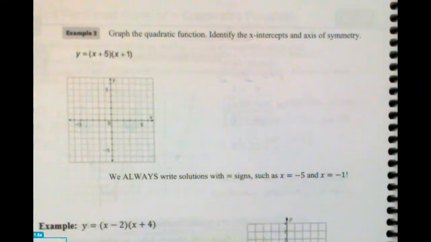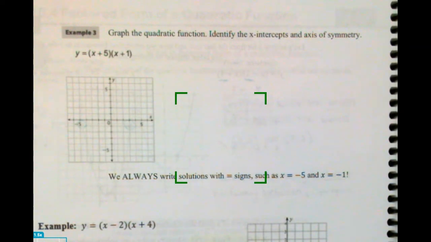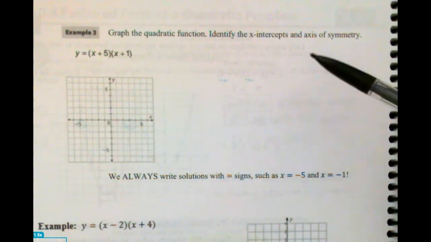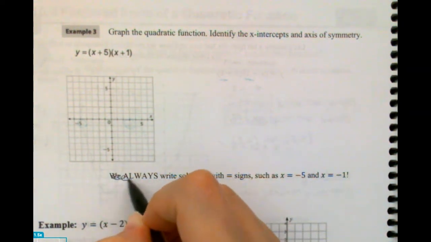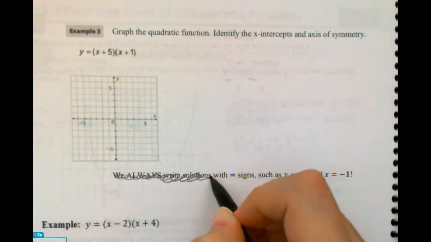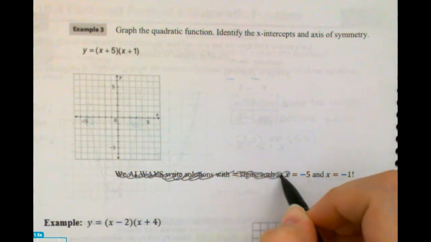Okay. Another thing that, like I said, I'll be expecting you guys to be able to do is graph the function and identify x-intercepts and axis of symmetry. Okay. So we're going to ignore this right here, cross this off, because we're not going to do this yet. So just ignore that.